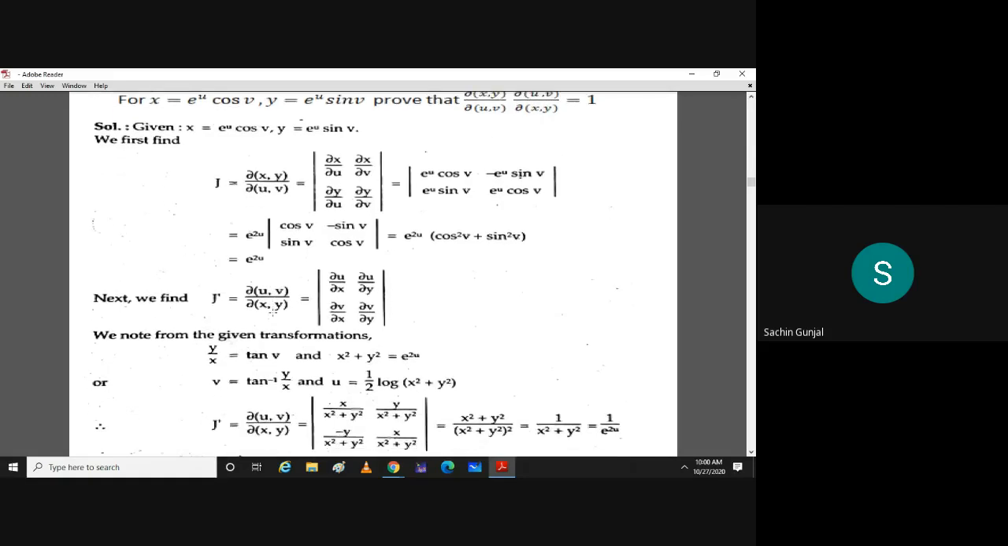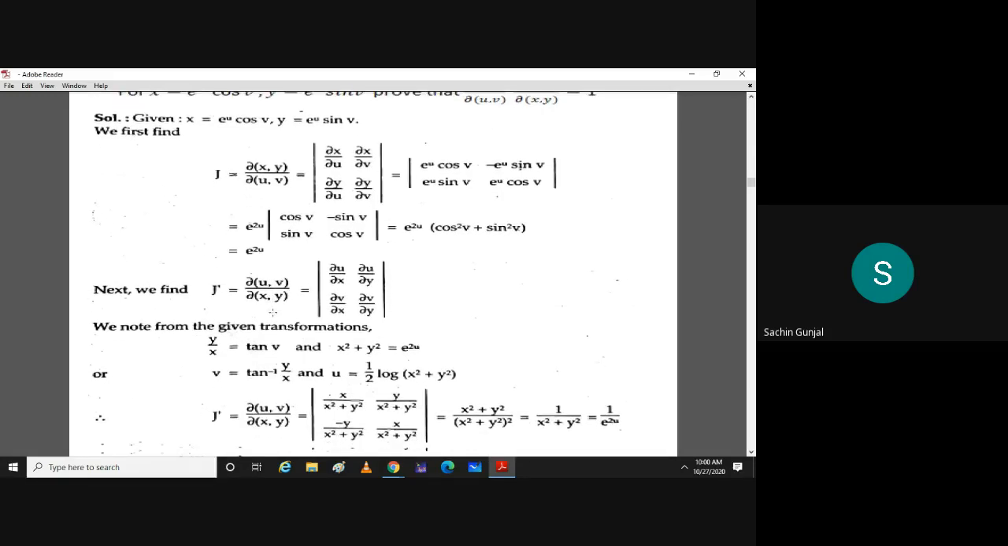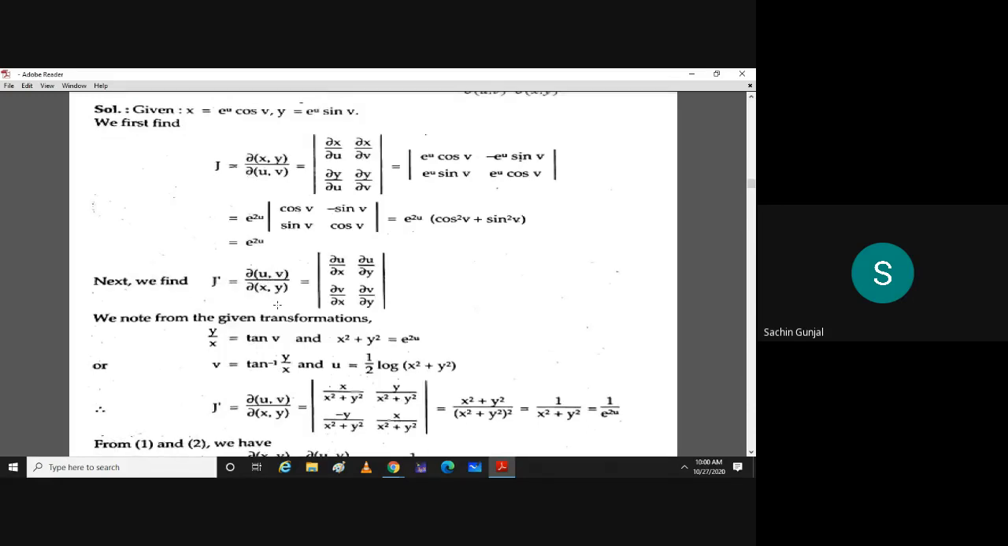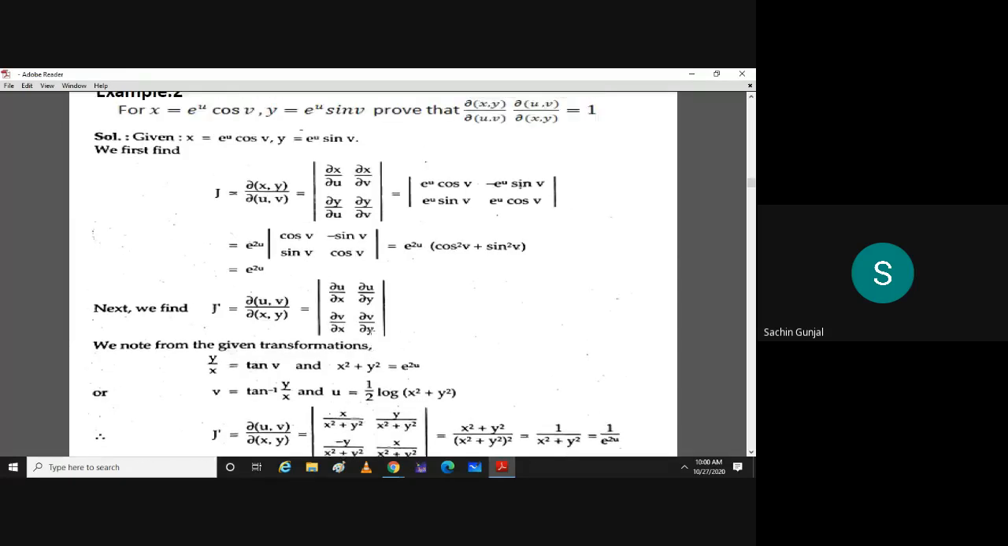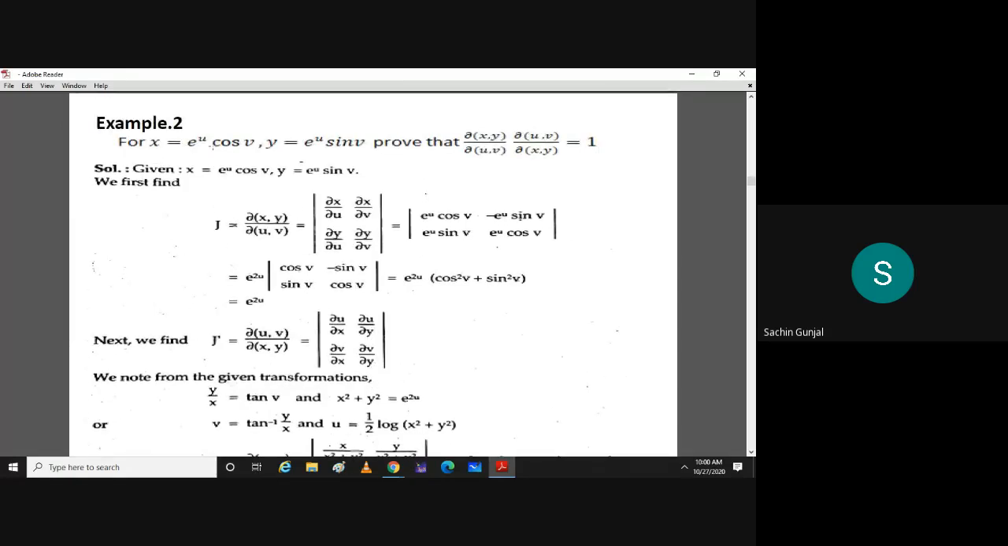Now to calculate j dash, that is Jacobian of uv with respect to xy. So by definition it is ux, uy, vx, vy. So how do you write u as function of xy? If you square this x and y and add them, your v gets eliminated, because x square plus y square is e raised to 2u into bracket cos square v plus sin square v, which is 1. Therefore, Sir, but you told that it would be reciprocal of that only.